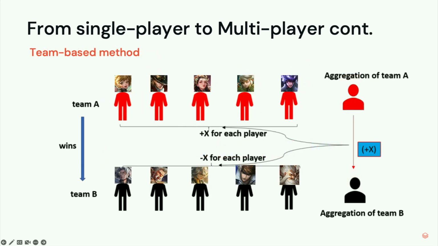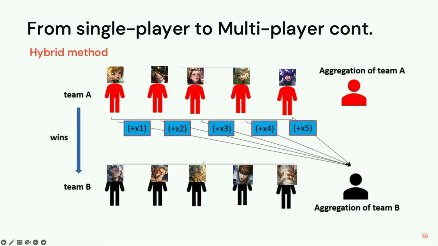The other way could be treating this as an entire team-based thing. So we aggregate the players of each team into a virtual player. The same for the other team. And then their win or loss is between these 2 virtual players. And after the game, we adjust the 2 virtual players' ratings, and then do the same adjustment back to each of the players.